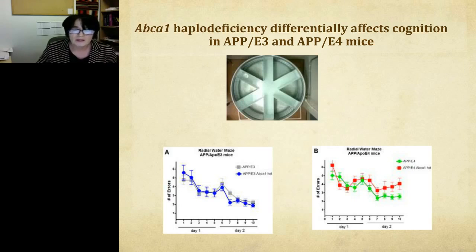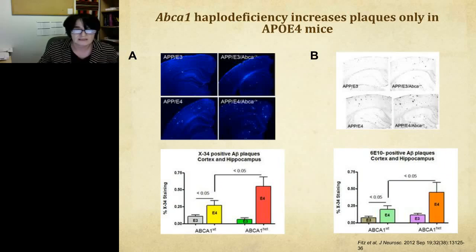In contrast, when E4 mice were compared between ABCA1 wild type and heterozygote, you can see that the performance in the radial maze is significantly different. The red line represents ABCA1 heterozygote mice, and they perform much worse than the ABCA1 wild type E4 mice. So the conclusion from this experiment, and also others which I do not show, is that the lack of even one copy of ABCA1 significantly aggravates cognitive deficits in APOE4 expressing mice, but not in E3 mice.